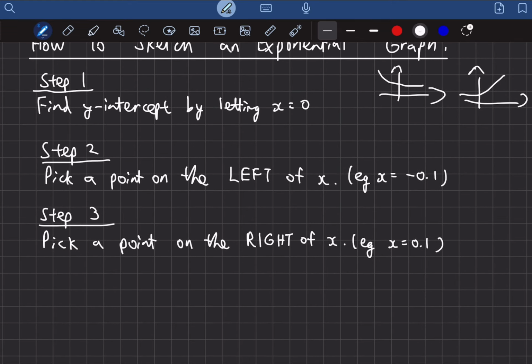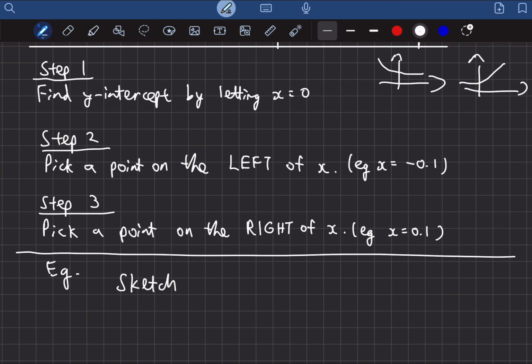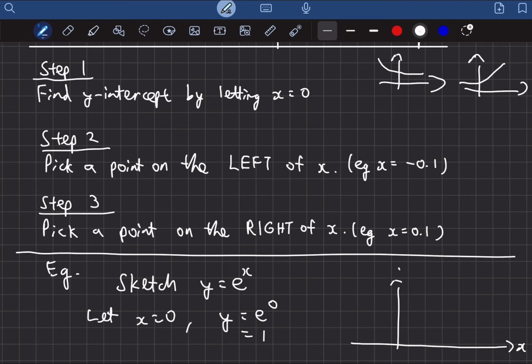So for example, let me use a typical example. Sketch y equals to e to the power of x, the simplest one. So let x equals to 0. My y equals to e to the power of 0, which is equals to 1, which means the curve will cut the y-axis at 1.